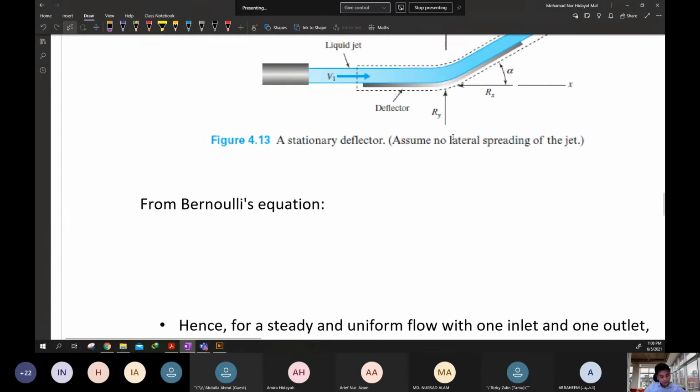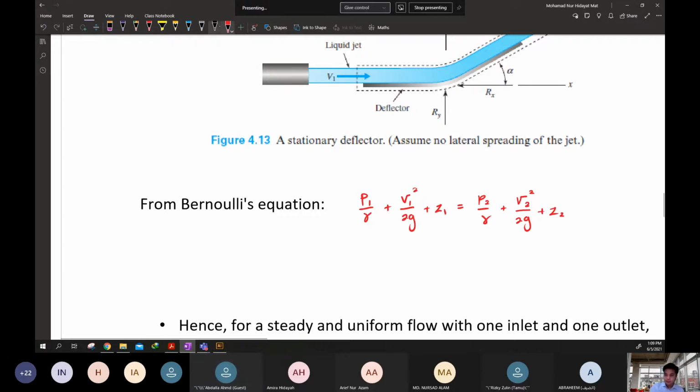Okay, from the Bernoulli equation. Do you remember the Bernoulli equation? I believe you remember it, which is V1²/2g + P1/γ + Z1 equal to V2²/2g + P2/γ + Z2. This is for incompressible flow, where the change of density is less than 3%.